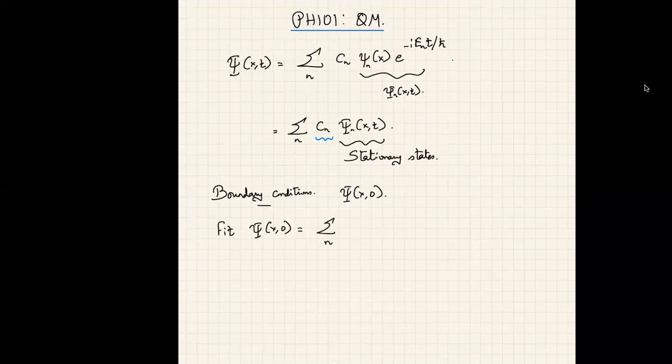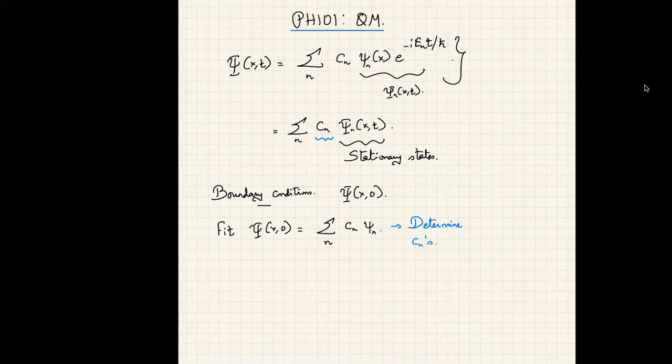What is this general solution at time t equal to 0? At time t equal to 0, this t becomes 0. So the general solution is nothing but the sum of Cn psi n, right? So using this boundary condition, you can evaluate what these Cn's are. So this is the equation that determines the Cn's, okay?